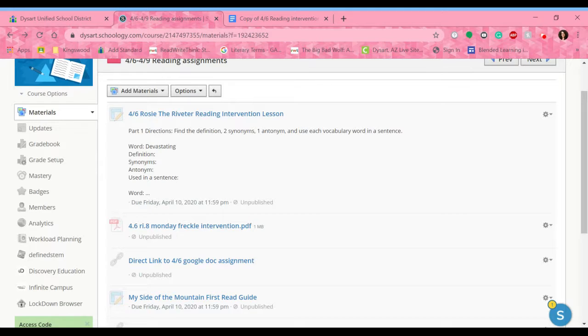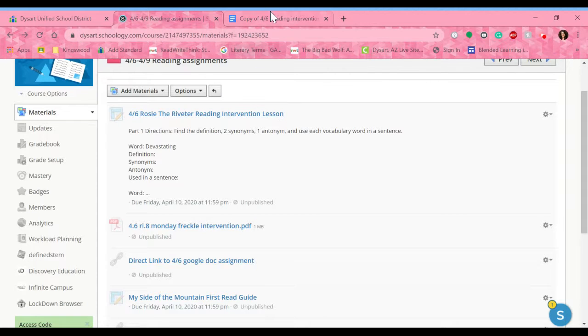For our reading intervention lesson, everything you need to get the assignment completed and turned in is right here. Right here is the link to the Schoology assignment. Here is also a link to the article PDF if you're having trouble accessing Freckle. Here also is a direct link to the Google Doc assignment. If we have those Schoology issues that we had last week, you can follow this link and it will directly prompt you to make a copy to work on to complete this assignment.